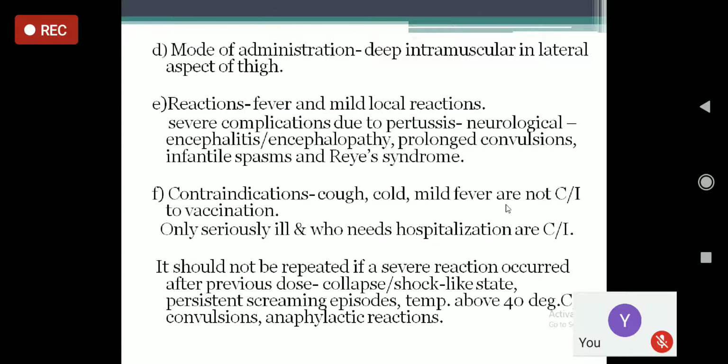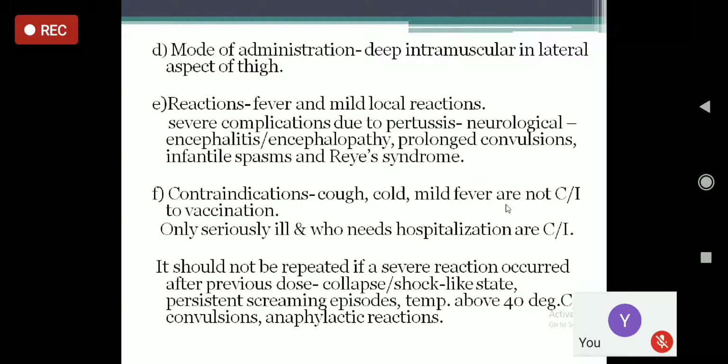It is given deep intramuscular in the lateral aspect of the thigh. Now reactions. Every vaccine, once given, can develop minor side effects like fever and mild local reactions. Local reaction means redness, swelling, a slight amount of fever, and mild swelling, redness, tenderness at the injection site. These are the minor side effects.